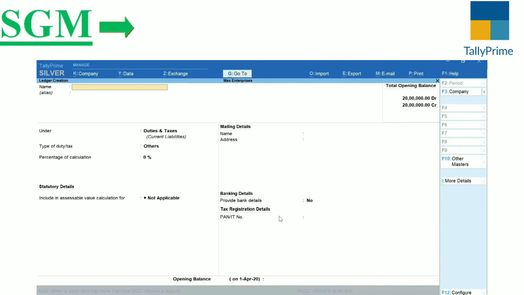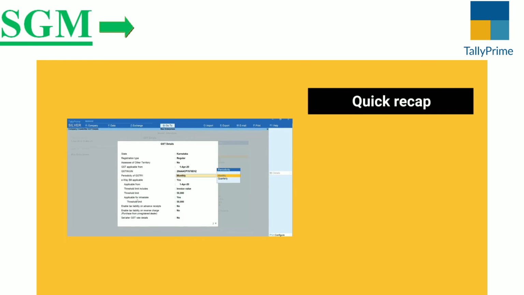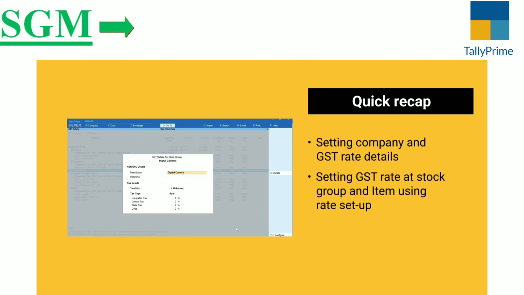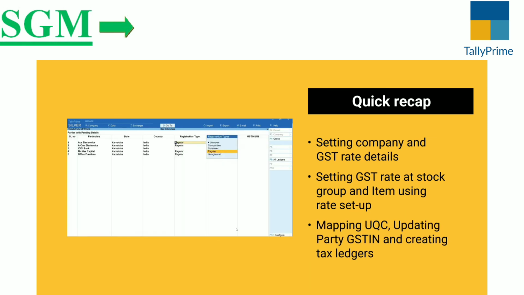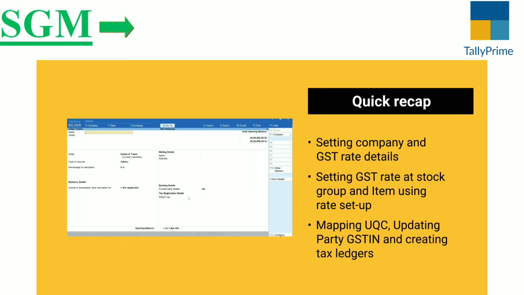We are done with setting the GST details. Now, you can record the vouchers using the tax ledgers and view the returns from GST reports. Here is a quick recap of things we learned. Setting company and GST rate details. Setting GST rate at stock group and item using rate setup. Mapping UQC, updating party GSTIN, and creating tax ledgers.